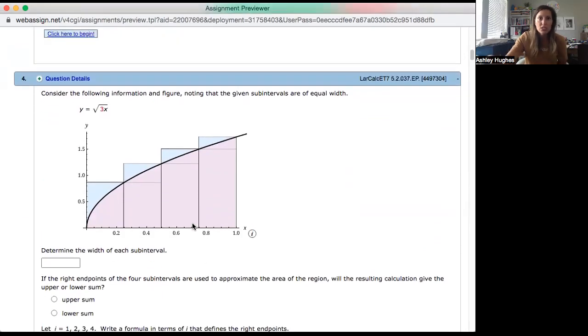The width of each subinterval, well, you can see it goes from 0 to 1, and there's 4 of them. So if I take 1 minus 0 divided by 4, that means the width of each one is 1/4 or 0.25.